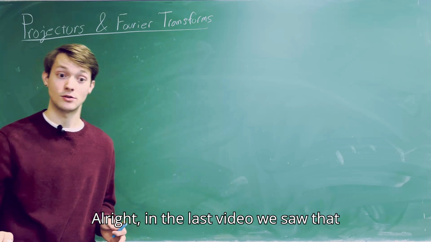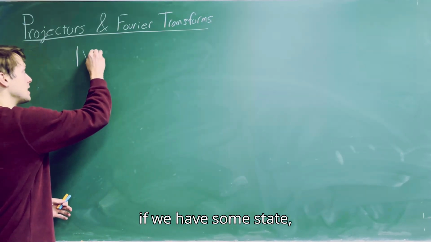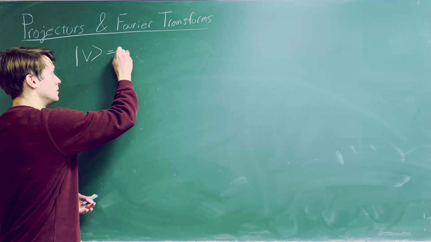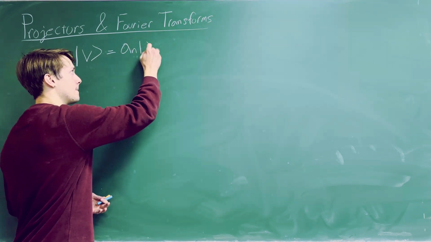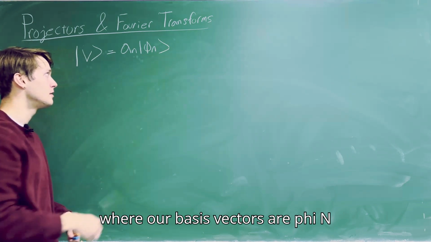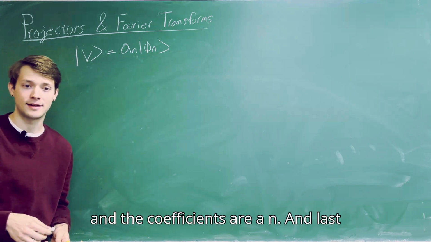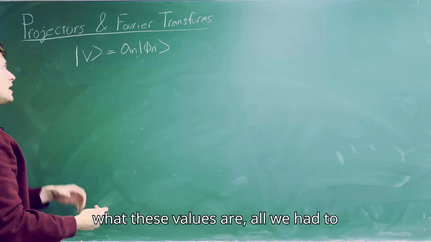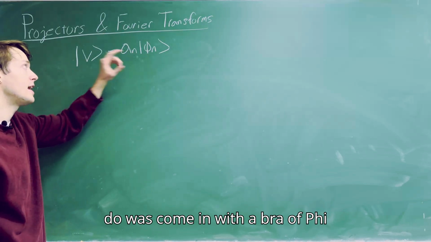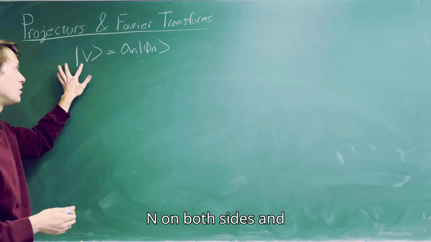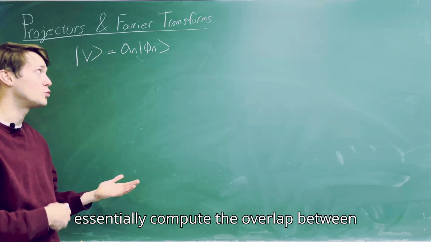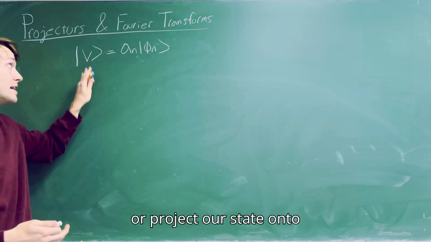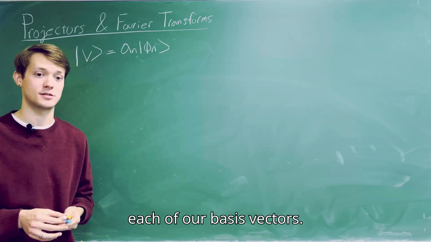All right, in the last video, we saw that if we have some state, we can expand it in terms of an orthonormal basis, where our basis vectors are phi n and the coefficients are a n. And last time we found that if we wanted to find what these values are, all we had to do was come in with a bra of phi n on both sides and essentially compute the overlap between each basis vector and our state, or project our state onto each of our basis vectors.